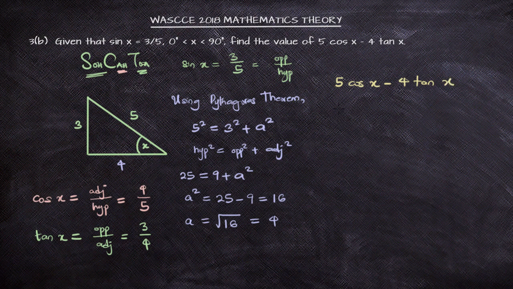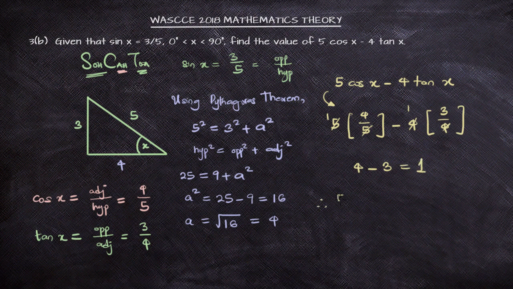Now we have 5. What is cos x? Cos x is 4 over 5. Now minus 4. What is tan x? Tan x is 3 over 4. Now 5 will cut 5, and 4 will also divide 4, so that we have 4 minus 3, which is equal to 1. Meaning that 5 cos x minus 4 tan x that we are requested to find is nothing but 1. And that's the solution to our problem.